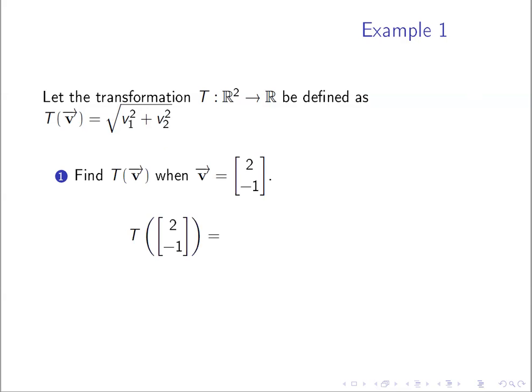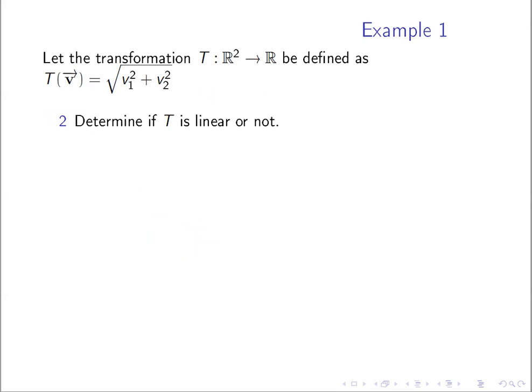So what this is going to do is take this, and it literally will make it the square root of 2 squared plus -1 squared, which is the square root of 4 plus 1, or the square root of 5. Boom, we did that. All right, question number 2.